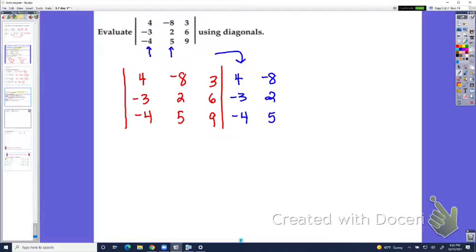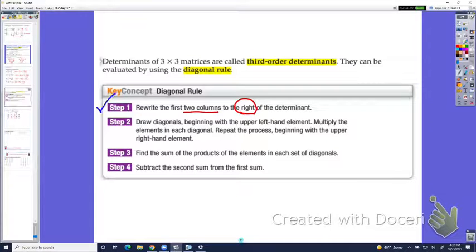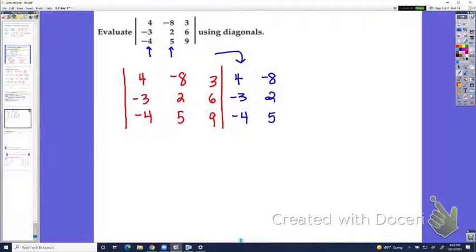Okay. If we look at step 2, so we just did step 1. Step 2 is drawing diagonals, beginning with the upper left element, and we're going to multiply the elements in each diagonal. Repeat the process beginning with the upper right. So we're going to draw 3 diagonals to the left and 3 diagonals to the right, and we're going to multiply those on the way down.